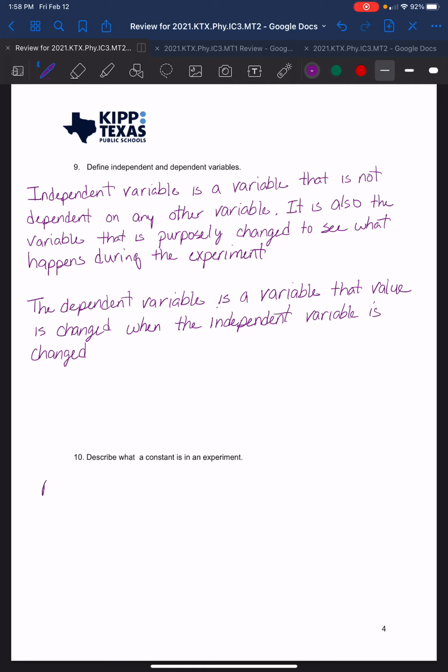So a constant is a value that is held consistent or the same throughout the experiment.